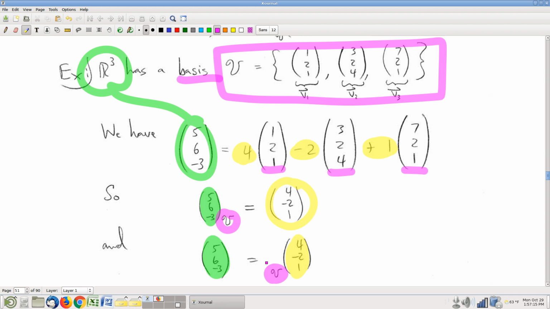Okay, everybody on board? Structurally, this is identical to the last example. It's just weirder looking because of the notational coincidence.